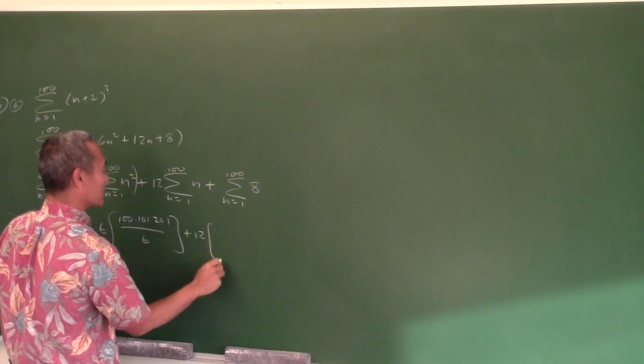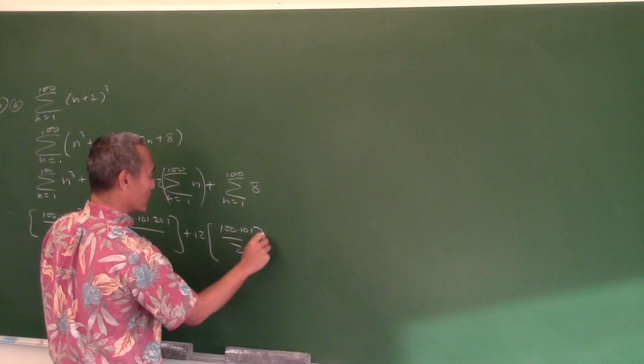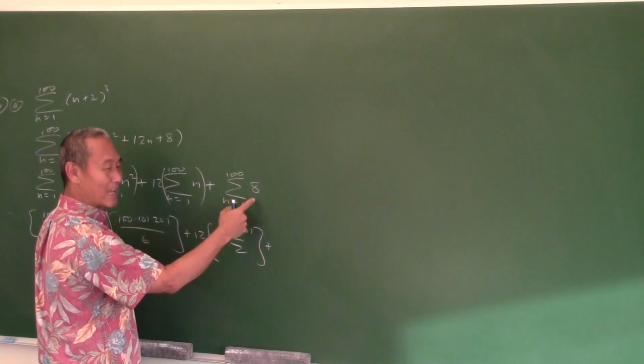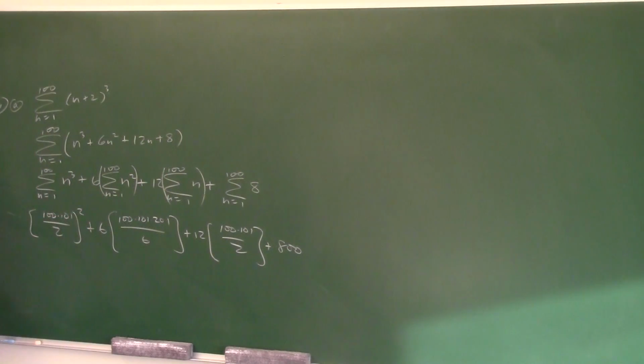Plus 12 times, hey, you somebody, 100 times 101 all over 2. And then over here, what is 8 plus 8 plus 8? 100 times, that would be 800. And then just leave it like that.